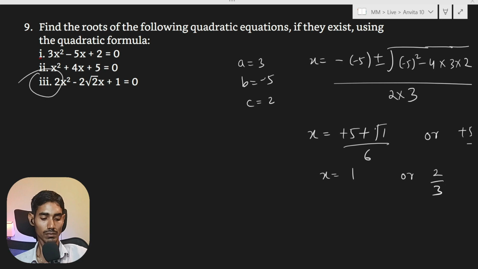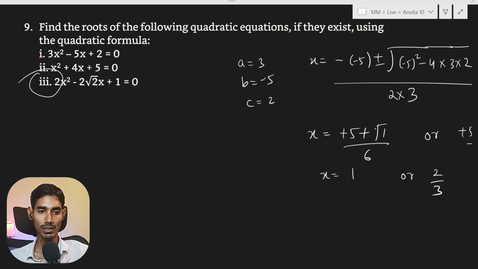Root 2 by 2, under root 2 by 2, right, sir? Under root 2 by 2, which is 1 by root 2. Oh yes, sir. And that's what you will get if you see it from the a square minus b square identity also.